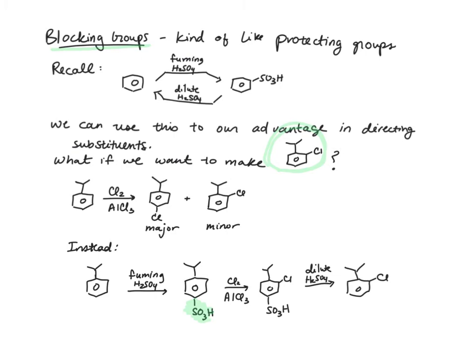Then we'll use aluminum chloride and chlorine to functionalize the aromatic ring, and then we use dilute sulfuric acid to take away the sulfonate group. So again, we're using fuming sulfuric acid to install the sulfonate, aluminum chloride and chlorine to chlorinate the molecule ortho to the isopropyl group, and then taking the sulfonate group away with dilute sulfuric acid.